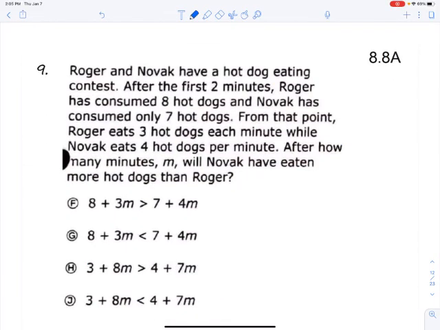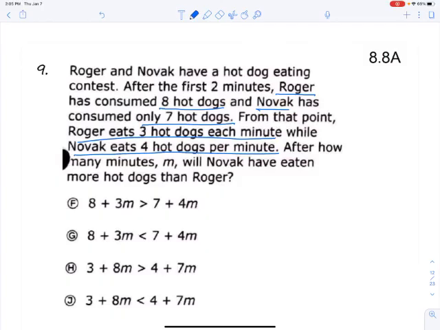And then we've got question number 9. Roger and Novak have a hot dog eating contest. After the first 2 minutes, Roger has consumed 8 hot dogs, and Novak has consumed only 7 hot dogs. Okay, so it's important to know that Roger had 8 and Novak had 7. Okay, so from that point, Roger eats 3 hot dogs each minute. Okay, so that's important. While Novak eats 4 hot dogs per minute. After how many minutes M will Novak have eaten more hot dogs than Roger?